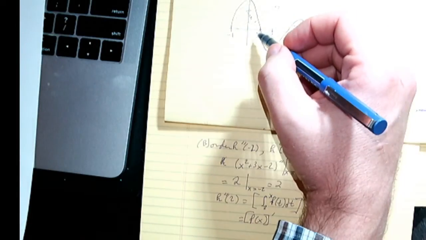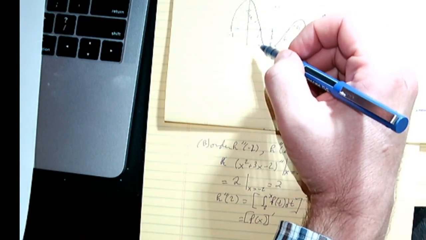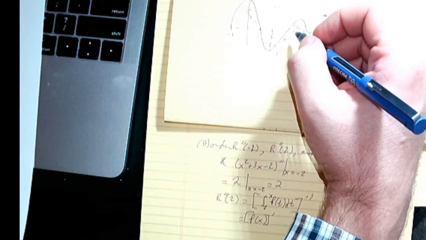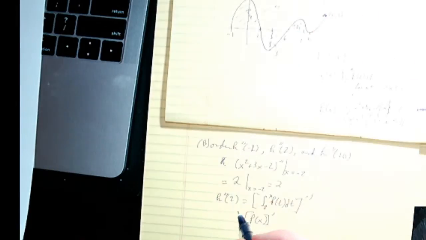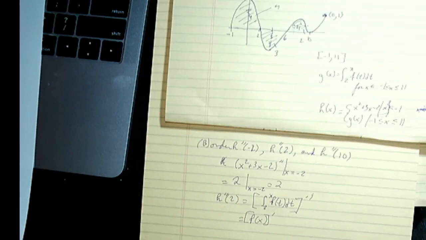So h double prime of 2 is negative. H double prime of 10 is 0. H double prime of negative 2 is positive. So you can order them really easily.